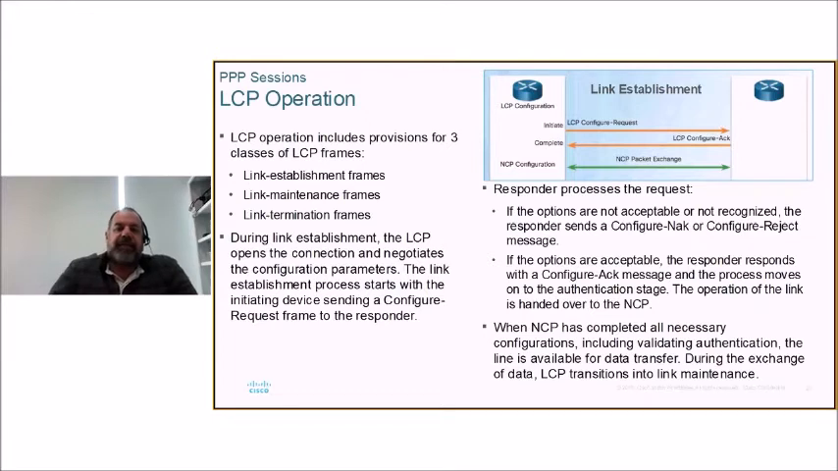So basically, there are configuration parameters on both ends. If they are compatible, you'll get a configure acknowledgement. If they're incompatible, you'll get either a negative acknowledgement or a reject. When NCP has completed all necessary configurations, including validating authentication, the line is available for data transfer. During the exchange of data, LCP transitions into link maintenance mode.